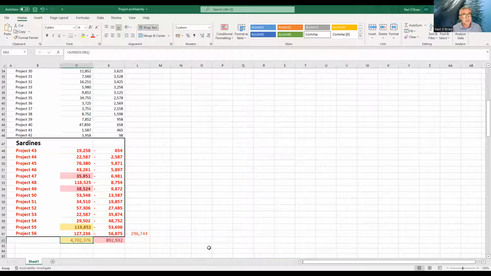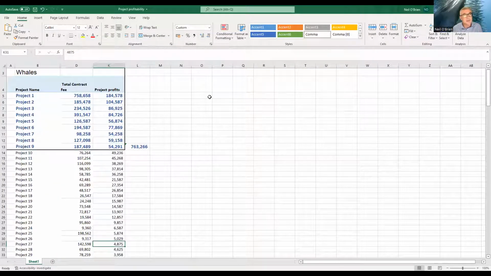Total sales in the previous 12 months were 4.7 million, net profit of just under 900,000. Looks pretty healthy. So what I did is I did a project profitability analysis. So I looked at all the jobs, sales, the costs. I'm not showing them, they're hidden there, but this is the profit.